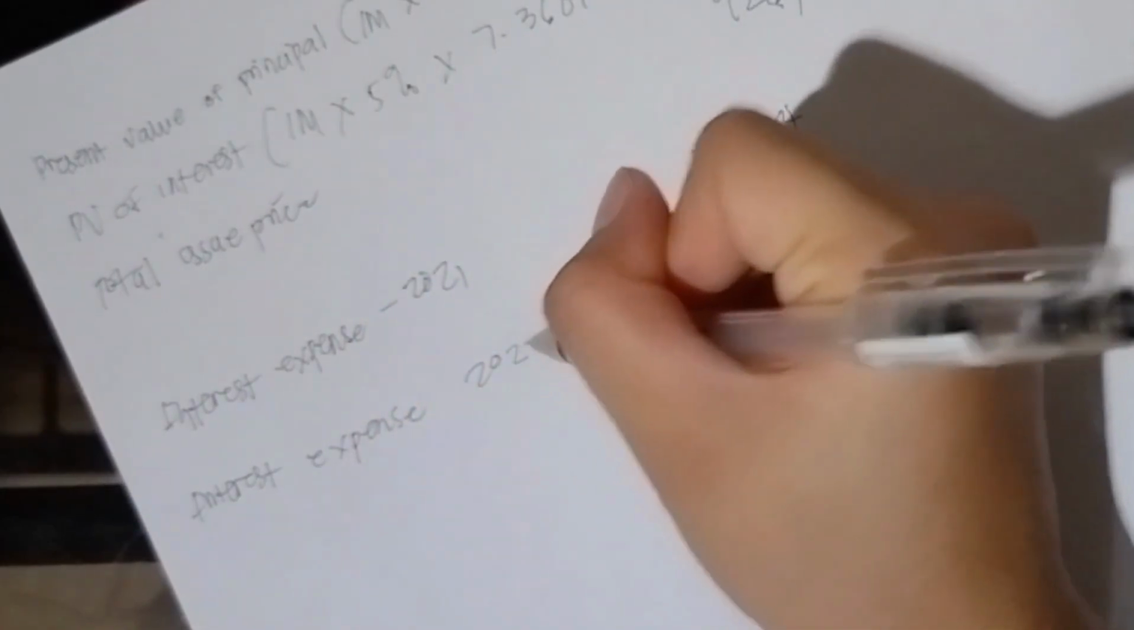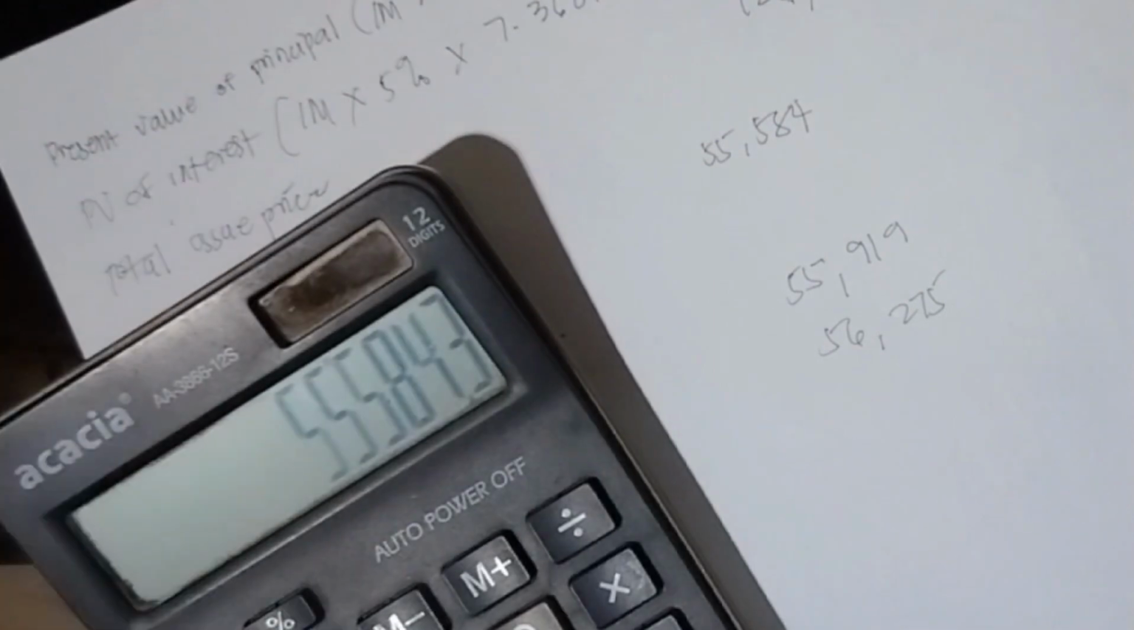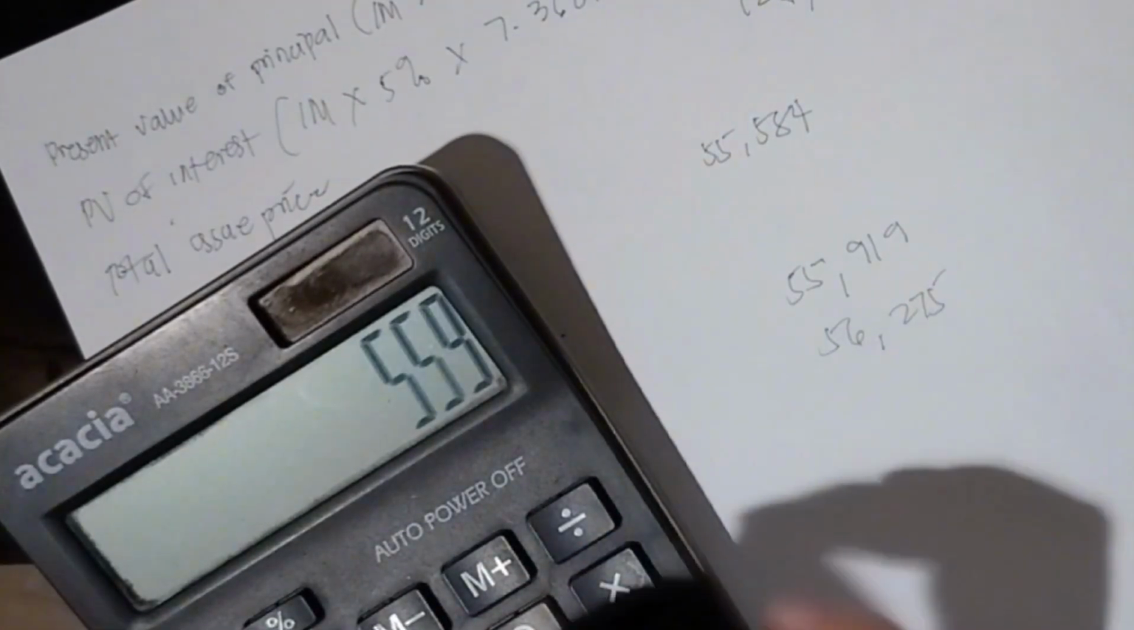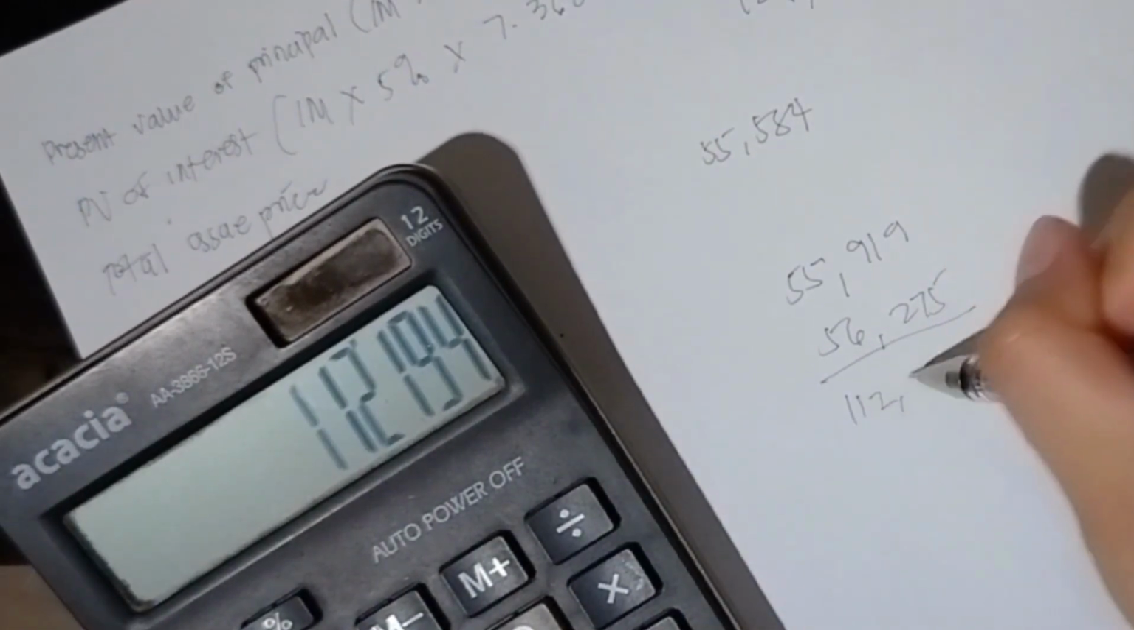And then interest expense for 2022. So we can see this in the amortization table. So interest expense as of June 30, 2022 is equal to 55,919, and for December 31, 2022 is equal to 56,275. So we get interest expense for 2022 is equal to 55,919 plus 56,275. We have here 112,194.